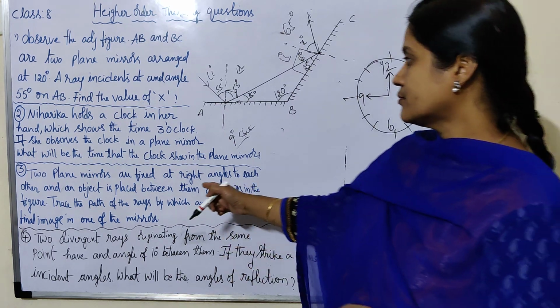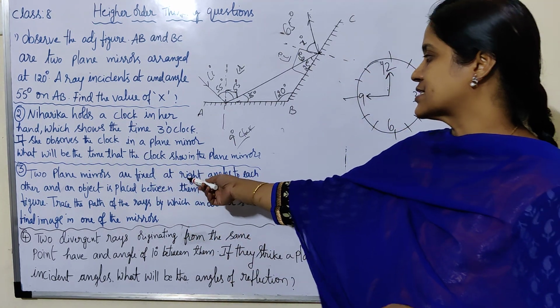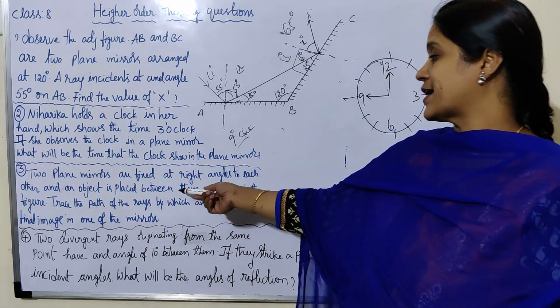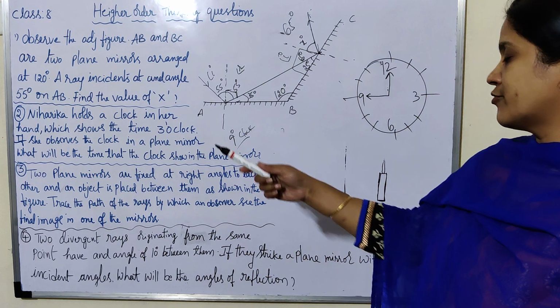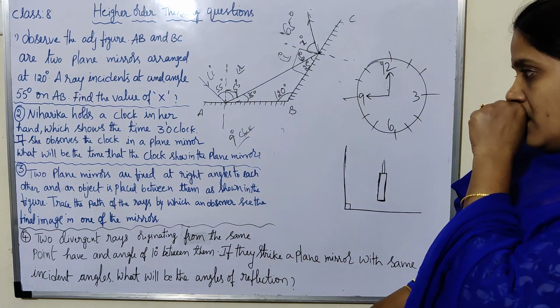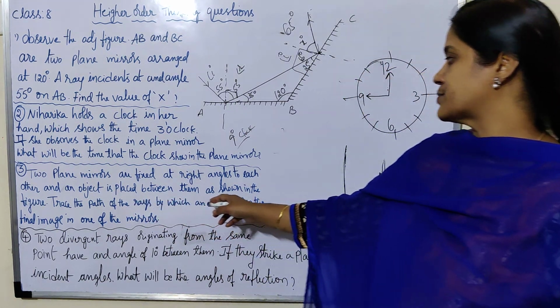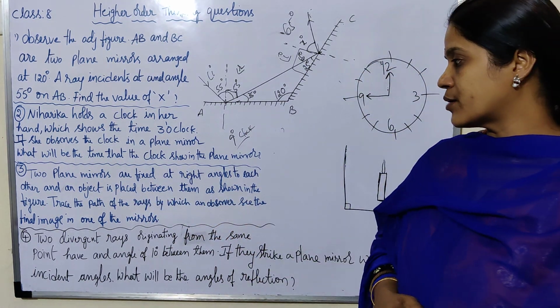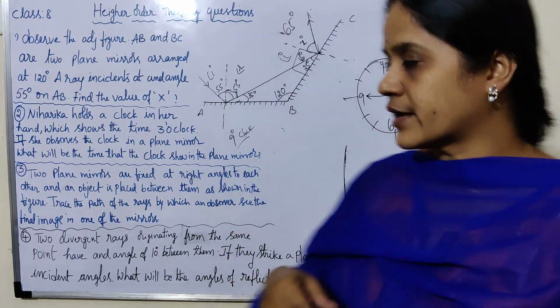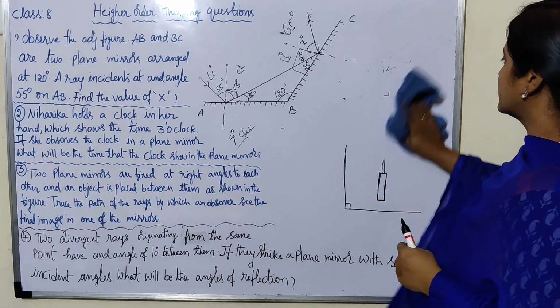Next, 2 plane mirrors are fixed at right angles to each other and an object is placed between them as shown in the figure. This is the figure. Trace the path of the rays by which an observer sees the final image in one of the mirrors. So once again, we'll understand the question.